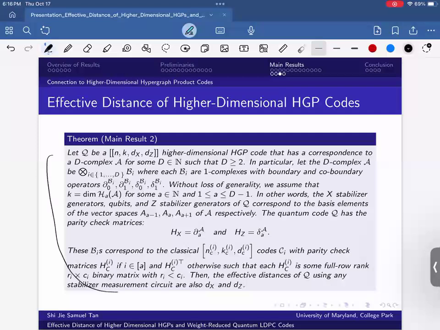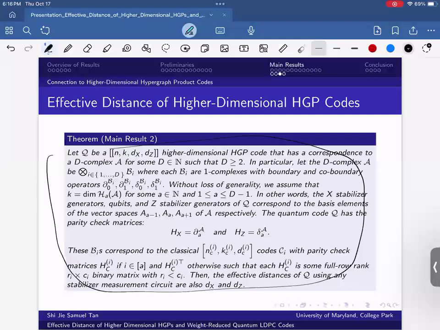This is the main result too. It's kind of long, because I have to define what a higher dimensional hypergraph product code is too. But the idea is that instead of just tensor producting once, you tensor product many times, so you have a very high dimensional complex. Then the main result from before, you can think of as the inductive step that we can use to prove by induction why this is true.